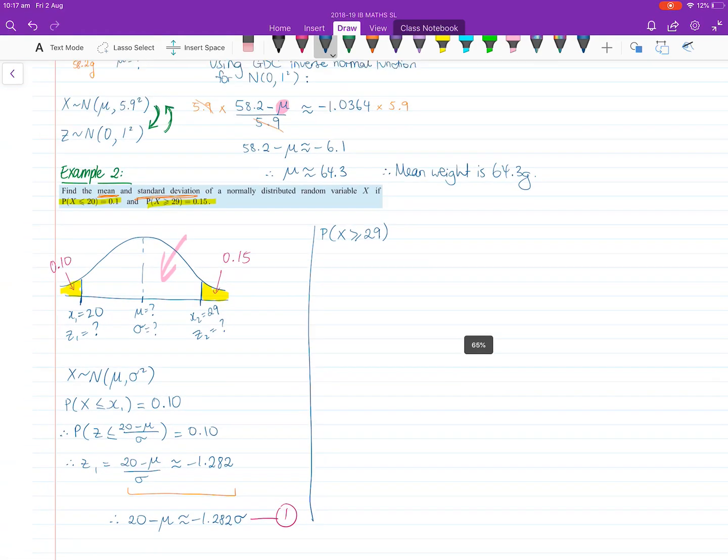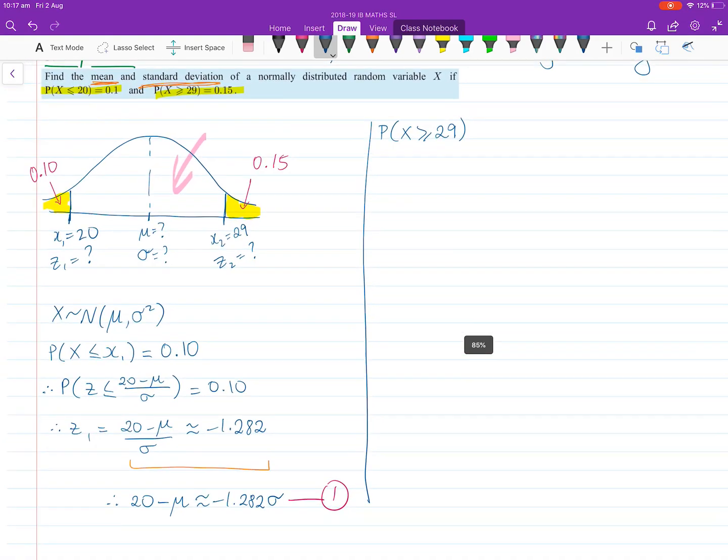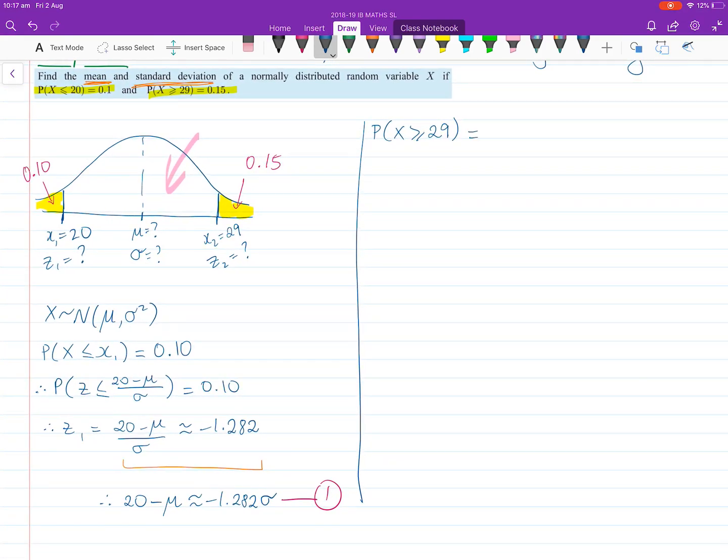So if that one is equal to 0.15, I'm just checking my work. Okay, that means probably x less than or equal to 29 is going to be, if I take away from 1, 0.85, sorry, or 85%. So we need to use that. So we need to go x less than or equal to that x2 value, or 29.